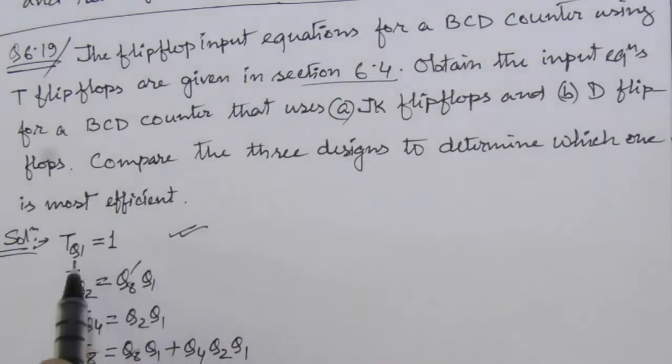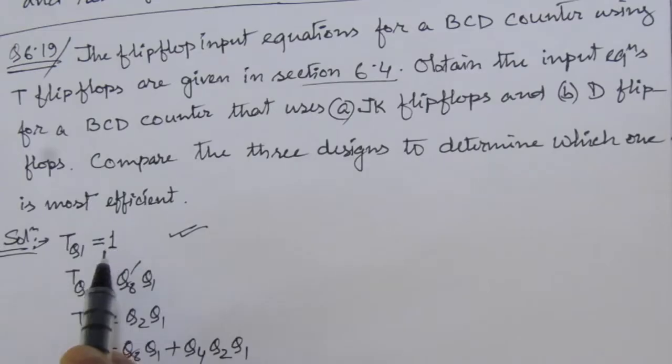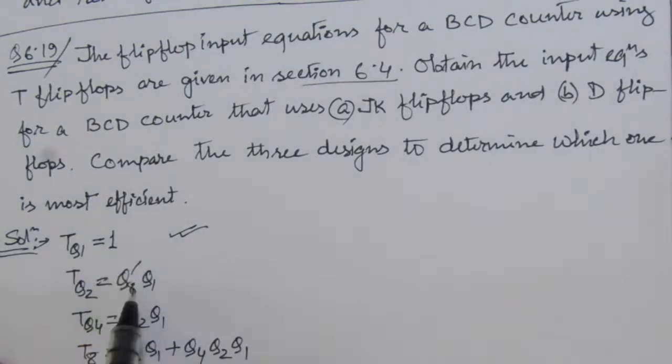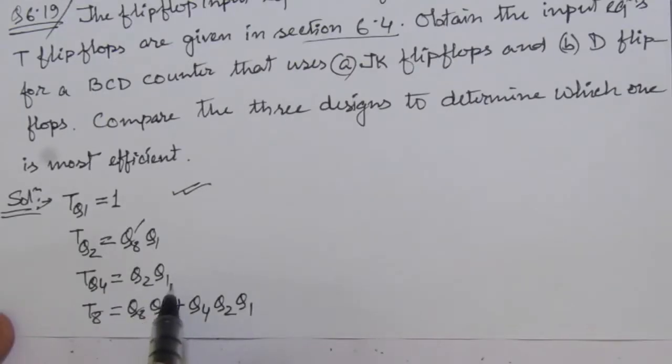For the first flip-flop, we can directly connect the T input to logic 1. For the second T flip-flop we have to use this equation: the fourth flip-flop's complemented output will be ANDed with the Q1 output. Q1 is the normal output of the first flip-flop. For the third flip-flop we multiply the second flip-flop output with the first flip-flop output, and the AND gate output will be connected to the third T flip-flop input.